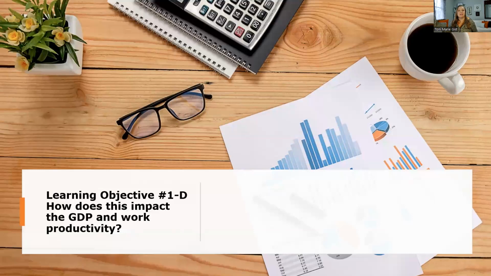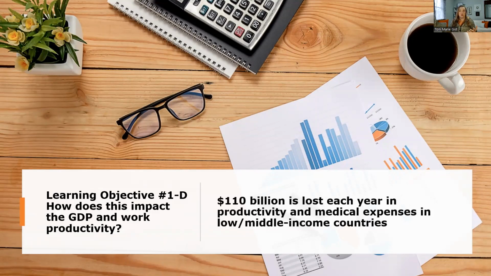And this impacts the gross domestic product, or more or less work productivity, when we're talking about just living, existing, having a functional world. It is $110 billion that's lost each year in productivity and medical expenses when we have low or middle income countries. And obviously, that number becomes even greater when we're talking about all countries in the whole entire world itself.